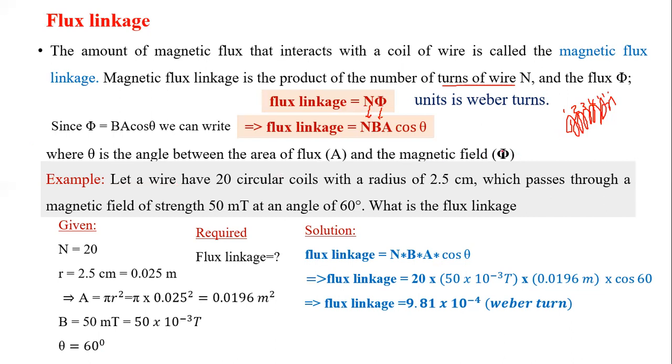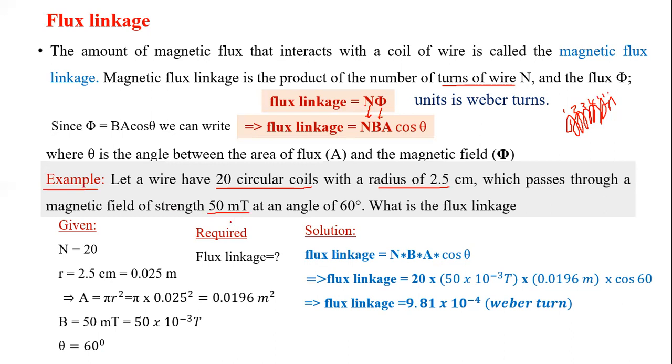For example, a wire has 20 circular coils. Here the number of coils is the amount of coils interacting with the magnetic flux. The 20 circular coils have a radius of 25, so we have to calculate the area that passes through the magnetic field of strength B.